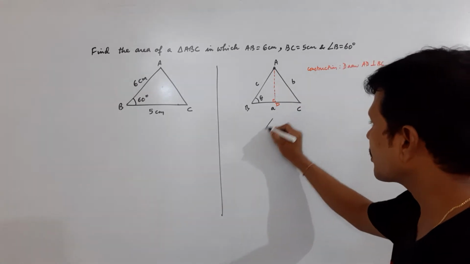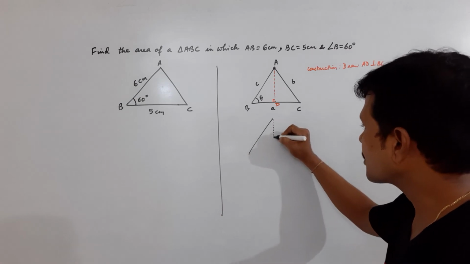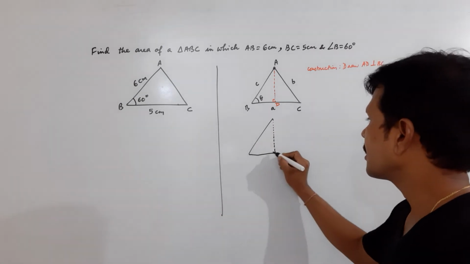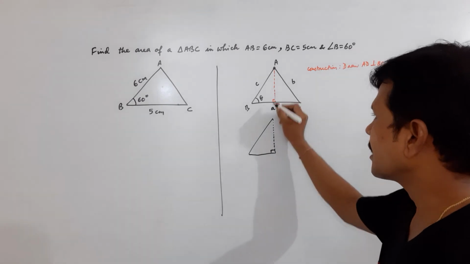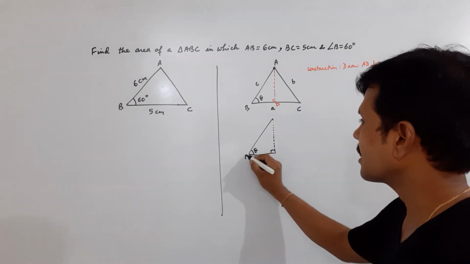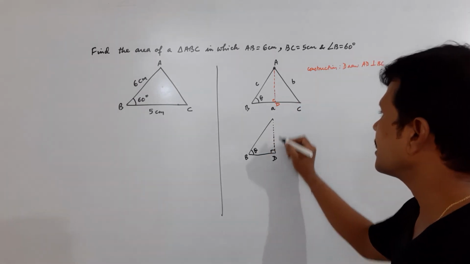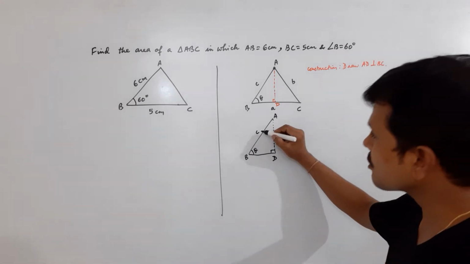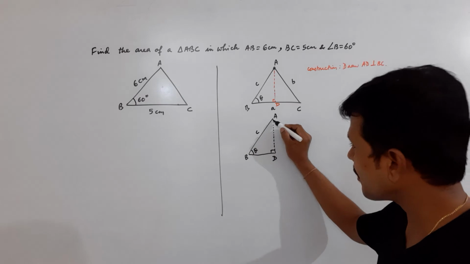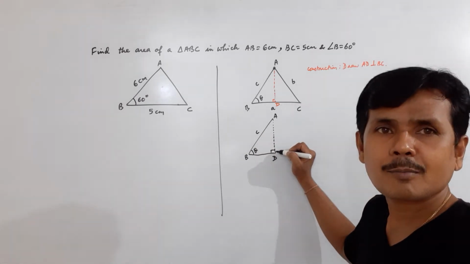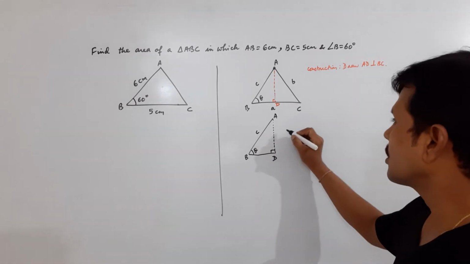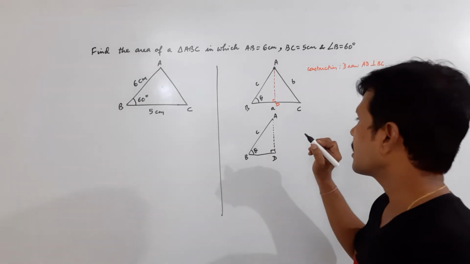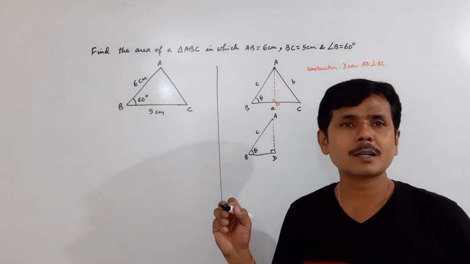See, I am pulling out the figure. This is a right angle triangle. Now this angle is theta, this is B, this is D, this is A, and this length is c. Now I can use this length and this angle to find this perpendicular height. So, which trigonometrical ratio am I going to use over here? It is sine.